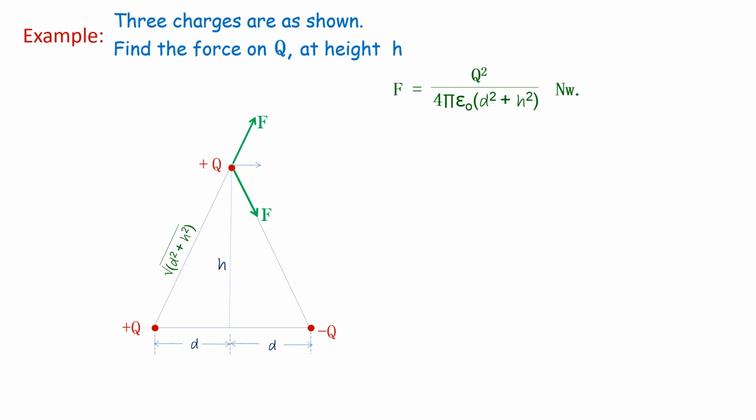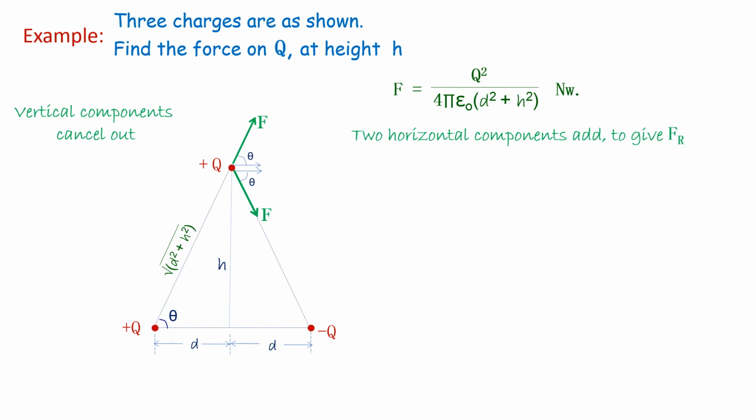Each force will have the horizontal components in the same direction. It will have two vertical components, one upwards, one downwards. These two vertical components cancel out. If you call theta as the angle at the bottom, the two forces at height h will make theta and theta with the horizontal as shown in the figure.